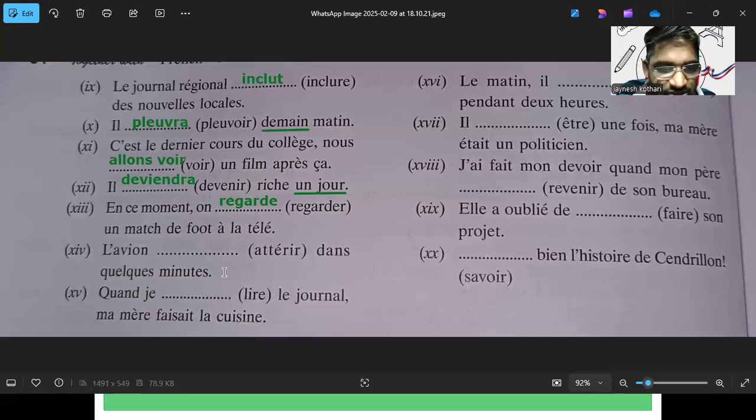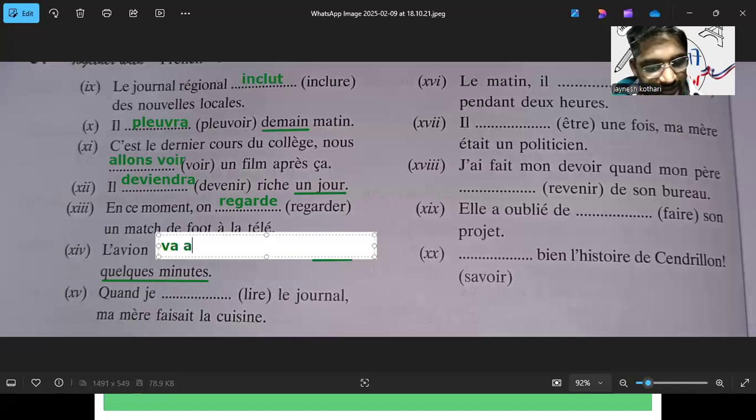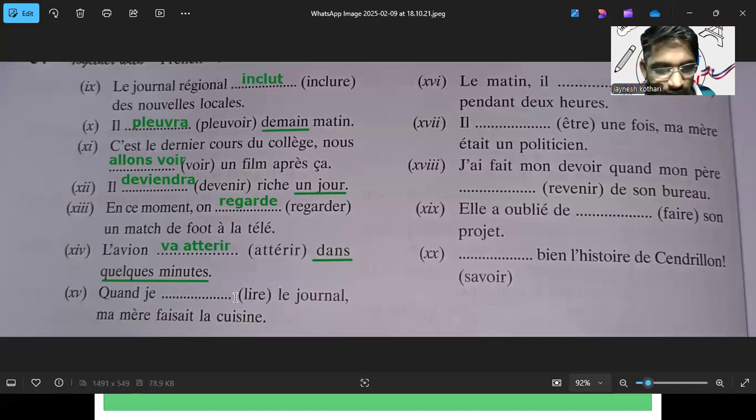Now, next is number 14. The plane is going to land in some minutes. So, which tense? Sir, in this one, future proche. Yeah, future proche. So va and atterrir. So, it's going to land, okay? Atterrir.